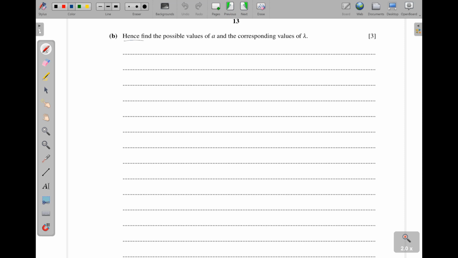Part B. Hence find the possible values of a and the corresponding values of lambda. So we solve this equation that we have gotten, 3a squared plus 4a minus 4, which is equal to 0. So I can factorize this. You can get your calculator and you do that very fast.